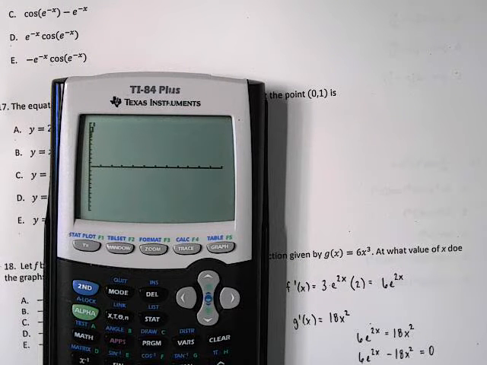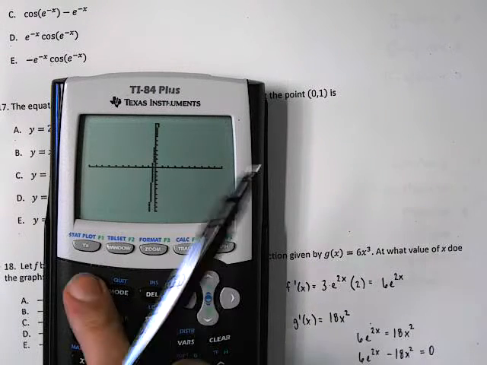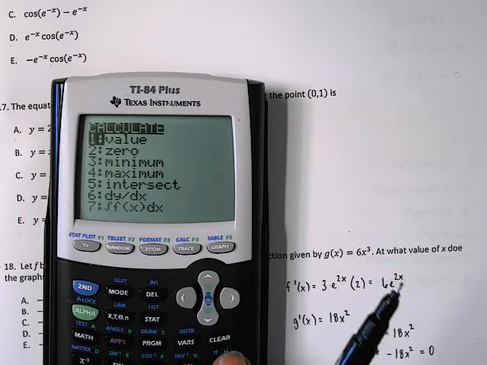And let's see, obviously my window is not very conducive to this, so let's change the window. And hopefully now I'll see a 0. So I can see it crosses somewhere over here. So what I'm going to do is second trace, that's the calc, and I'm looking for a 0, so I'm going to select number 2.